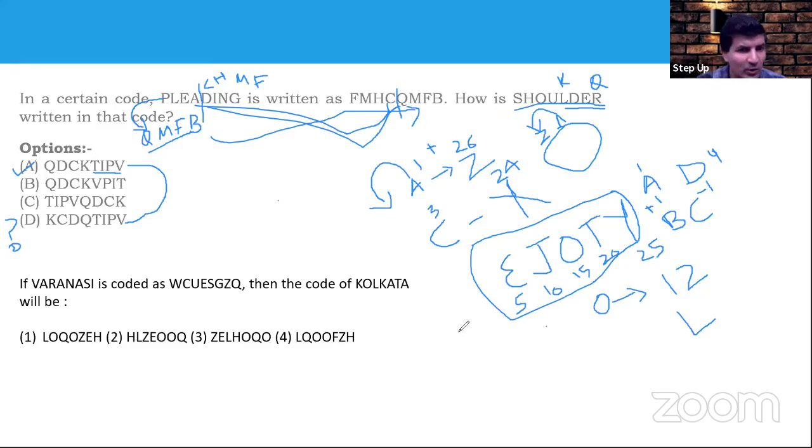All right. Okay. Some people have given the next answer also. Okay. Next one is easy. So I hope you understood the coding decoding logic that I was giving you. Now he's saying, okay, Varanasi is coded as WCUESGZQ. Then what is the code of Kolkata? This is easy. A lot of people are saying option 4. Okay. Everybody try, no problem.